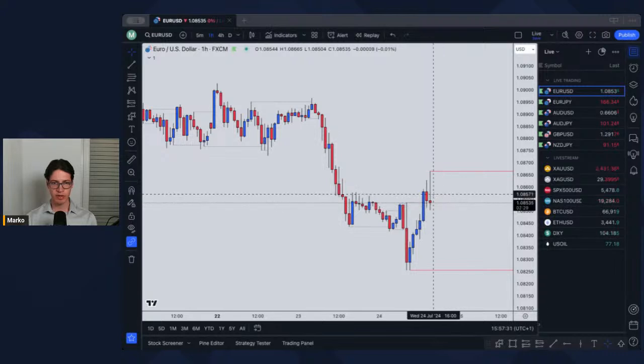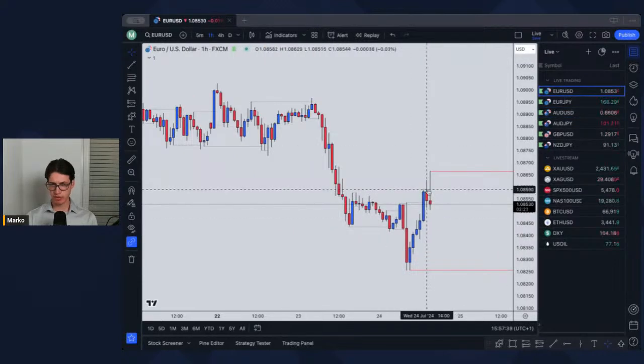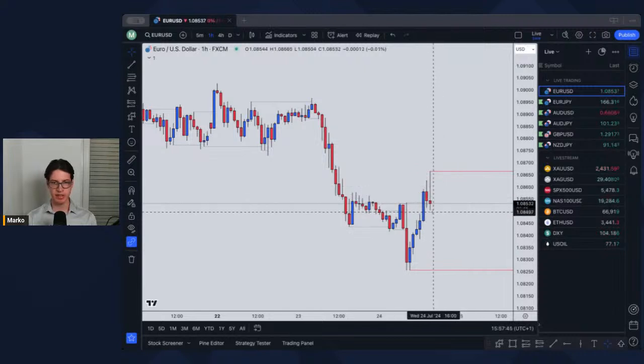Euro and the US dollar is printing a huge wick. That is pretty strange that they're showing a bit of different price action. So this is not really good to see. To be honest, I'm going to remove it from the watch list. I'm going to remove the Euro and the US dollar currently from the watch list. I do not like this huge wick.